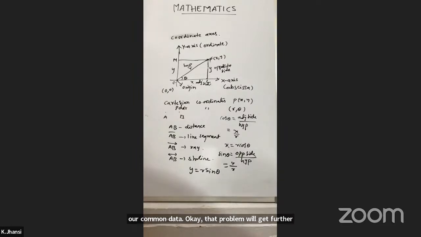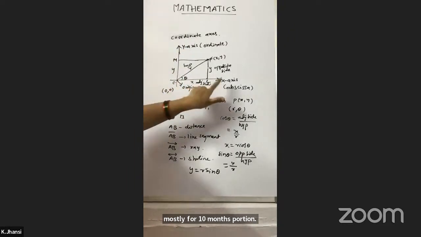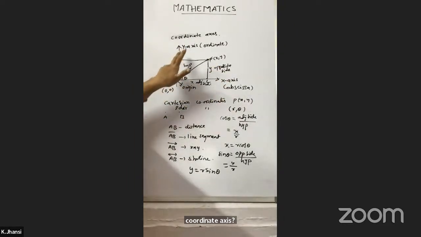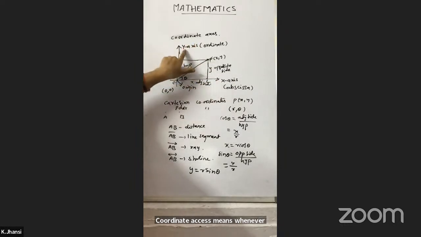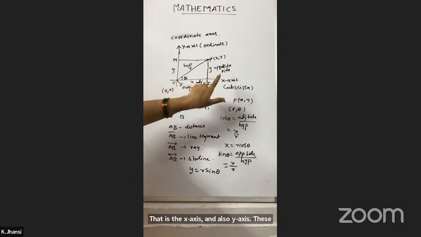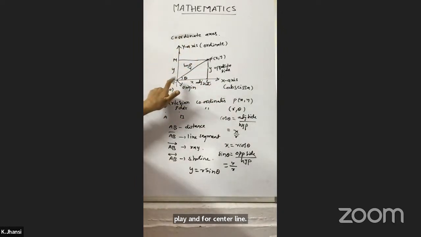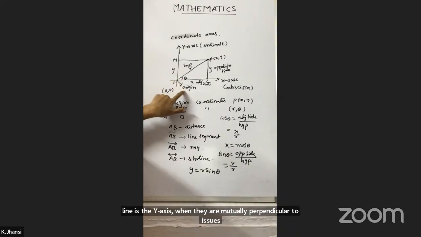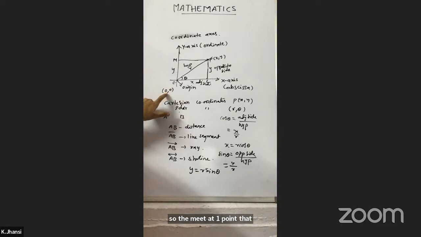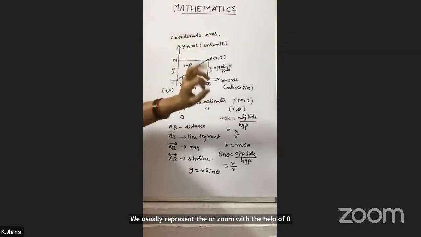So this is about the first topic, what is the coordinate axis. Coordinate axis means whenever you take a plane, two axes are there, the x axis and also the y axis. These are mutually perpendicular to each other in the plane. Remember that the horizontal line is the x axis and the vertical line is the y axis. When they are mutually perpendicular, they meet at one point. That point is called the origin. We usually represent the origin with 0, 0. This is the concept of the coordinate axis.